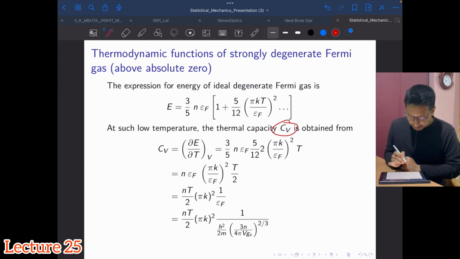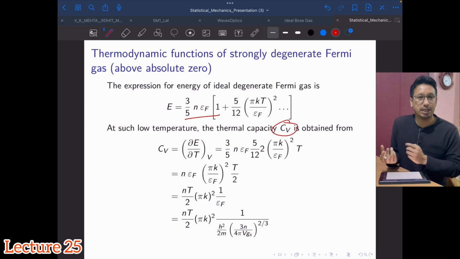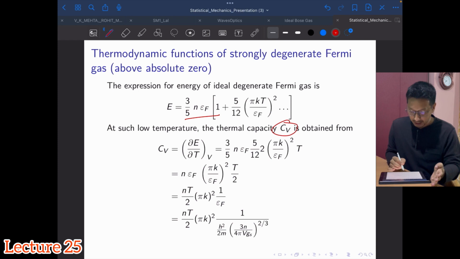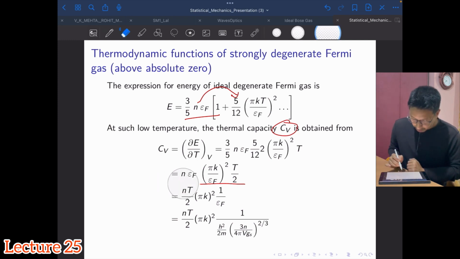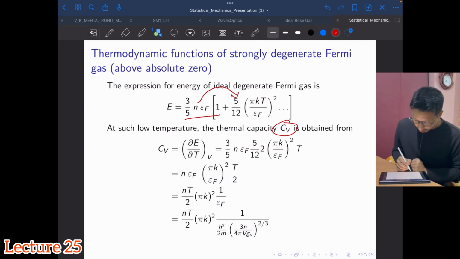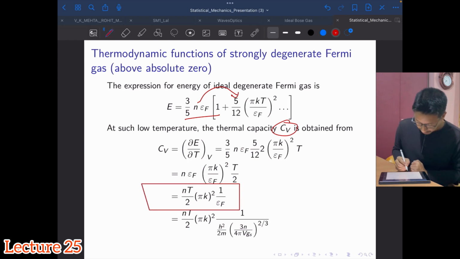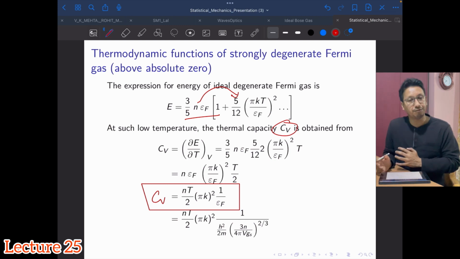What you need to do, simply see, the first term is independent of T, so differentiation with respect to T will give you 0. Only this term multiplied by this term, then you calculate the usual differentiation. Okay, then you will end up getting this expression, and eventually you will get this. So your CV will look like this. So this is your expression for CV, sorry.